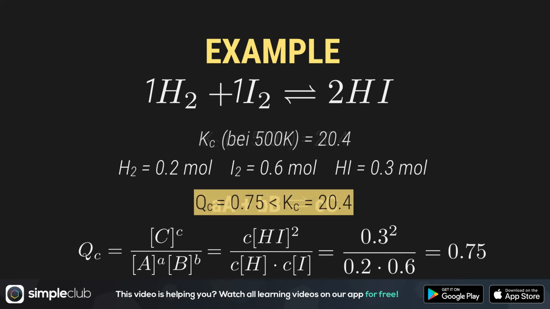Now if we compare Qc with the Kc value of 20.4, then we see the Kc value is higher. And when K is bigger than Qc, then the reaction goes to the right. So the concentration or molar amount of the products increases. At our chosen point in time, the amount of hydrogen iodide is increasing. The amount of hydrogen and iodine is decreasing.